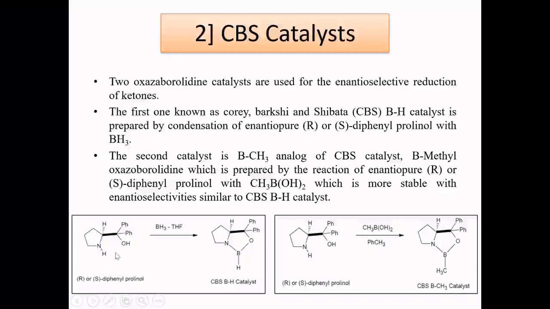You can say this is prolinol. This is diphenyl prolinol. Here, if there were only protons, we would call it prolinol. Here there is a diphenyl group, so this is diphenyl prolinol. Either you can start with the R isomer or you can start with the S isomer. You have to make it enantioselective.